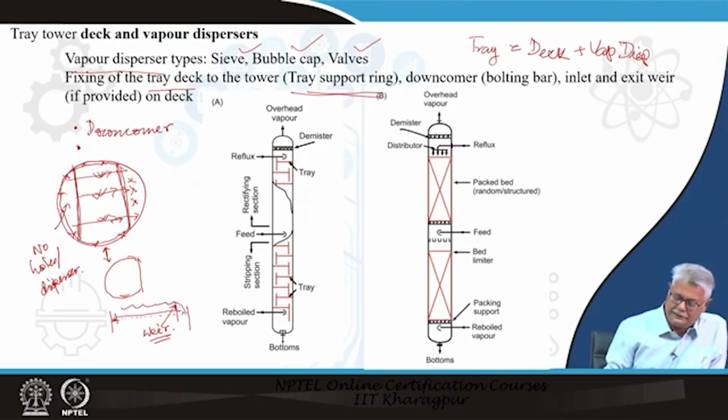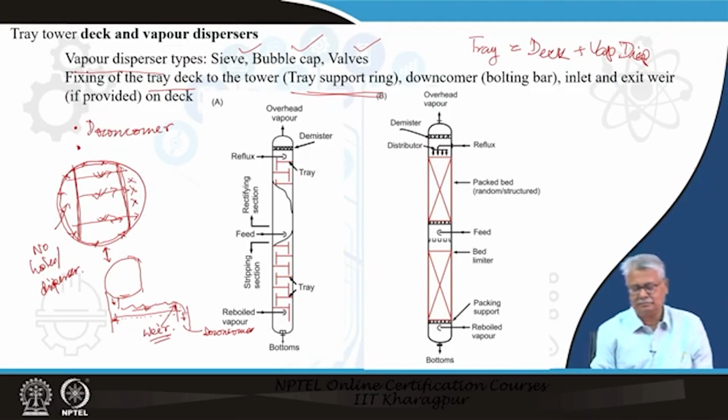To where does it go? It goes to the downcomer. This part is the downcomer of the tray. Where does it come from? It comes from the upper tray. It comes from the downcomer of the upper tray. It cross flows like this, flows over the weir and comes here.